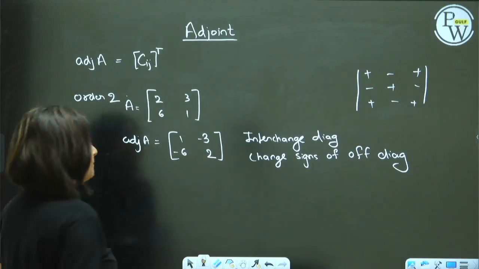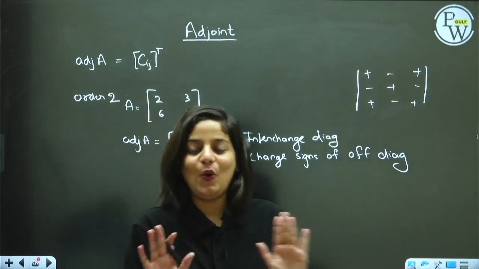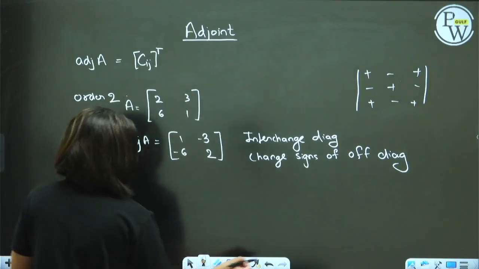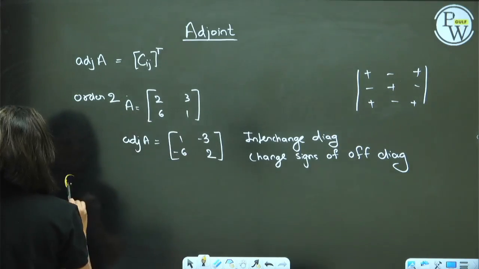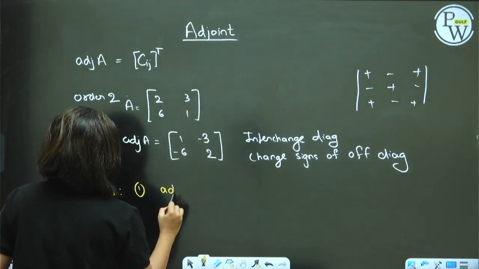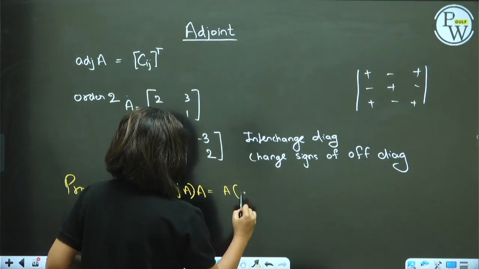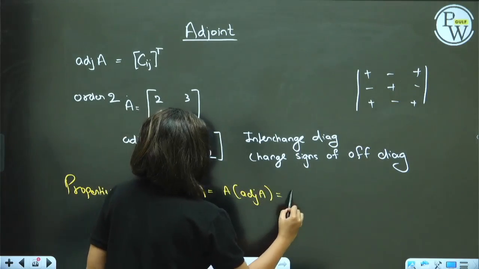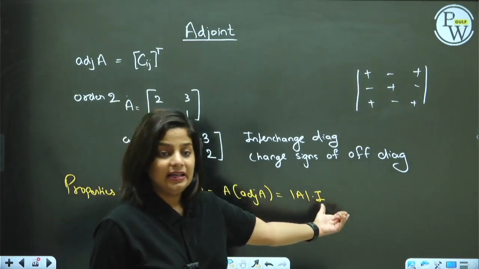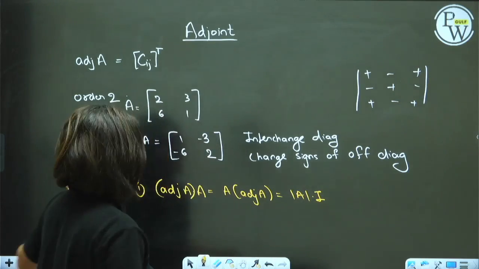The remaining elements, change the sign. For order 3, there is no shortcut, just find the cofactors and transpose it. There are certain properties of adjoint which we will write down, a couple of them. Property 1: adj A into A is equal to A into adj A, and that equals determinant of A into I. That means it gives a diagonal matrix when you multiply an adjoint with its matrix.